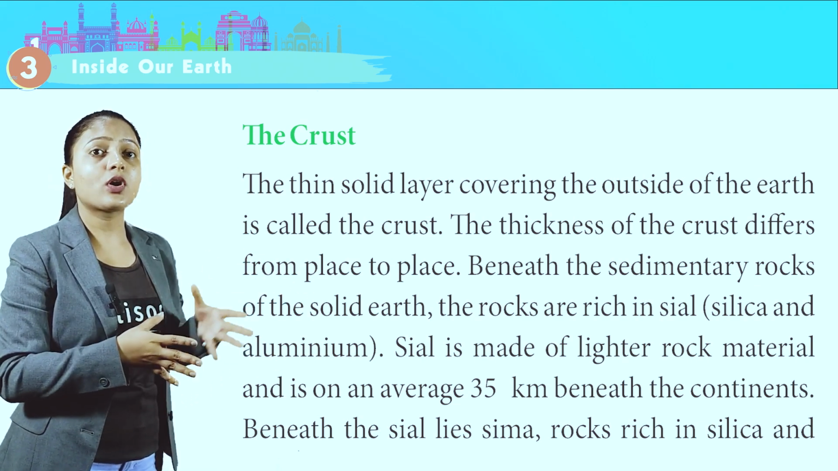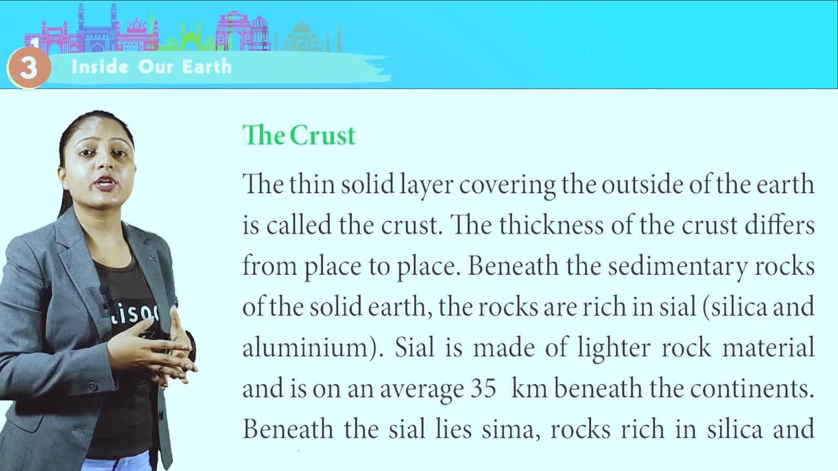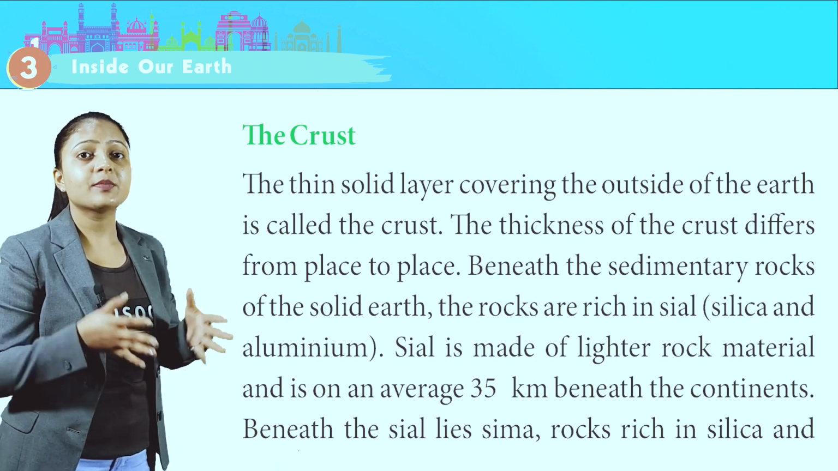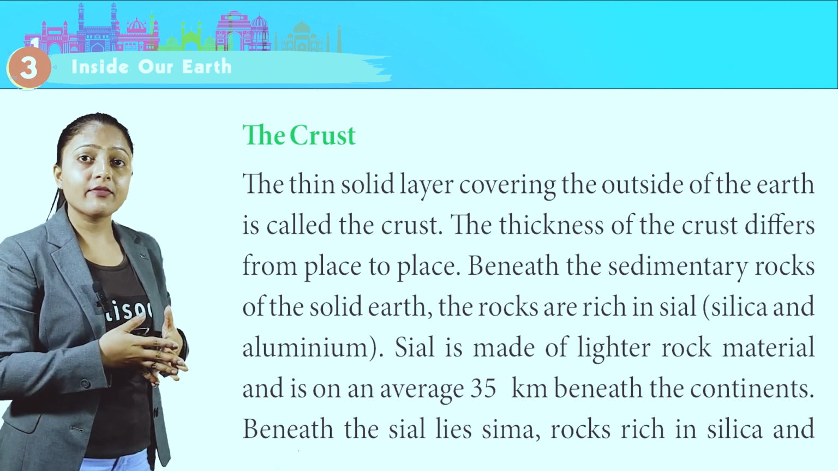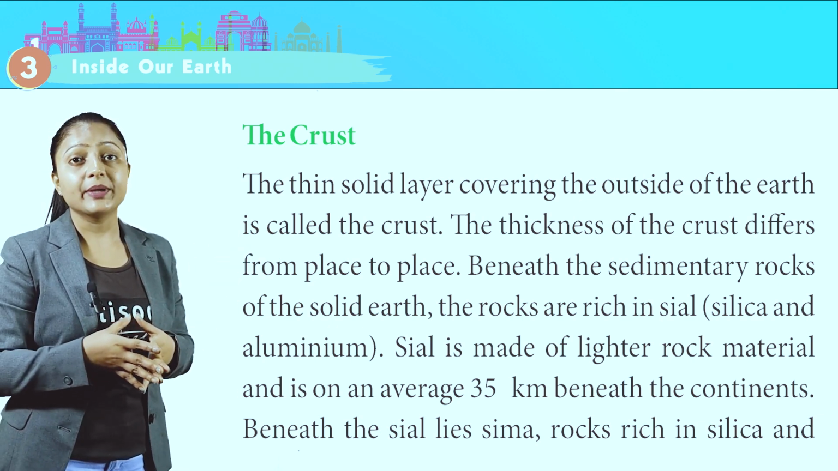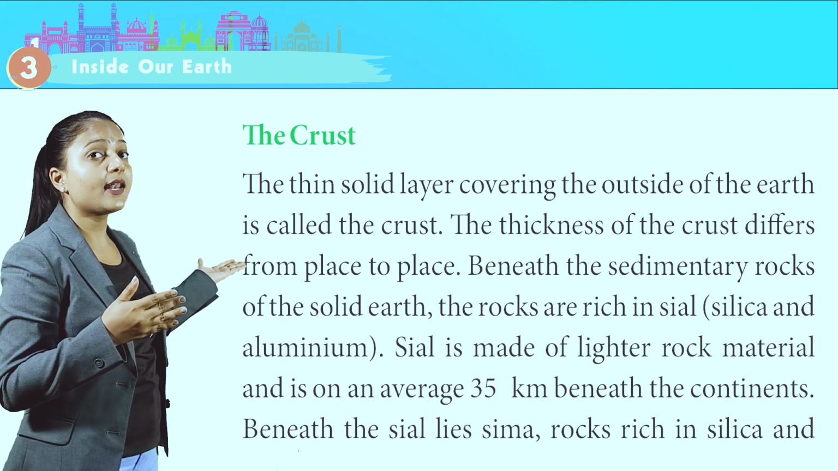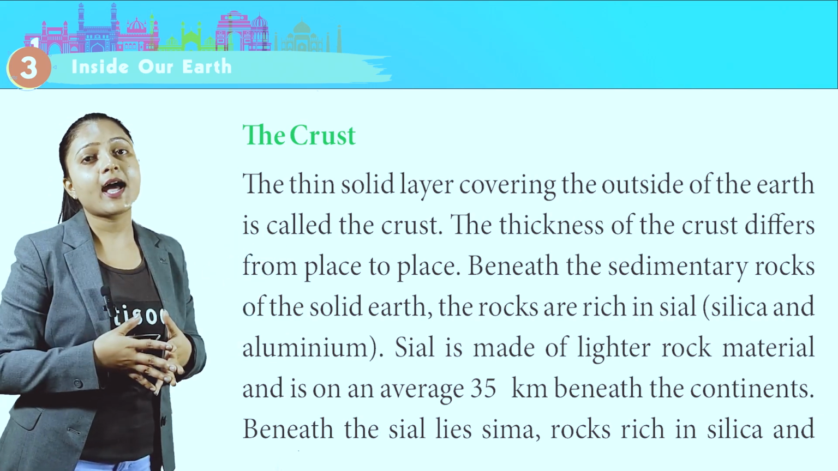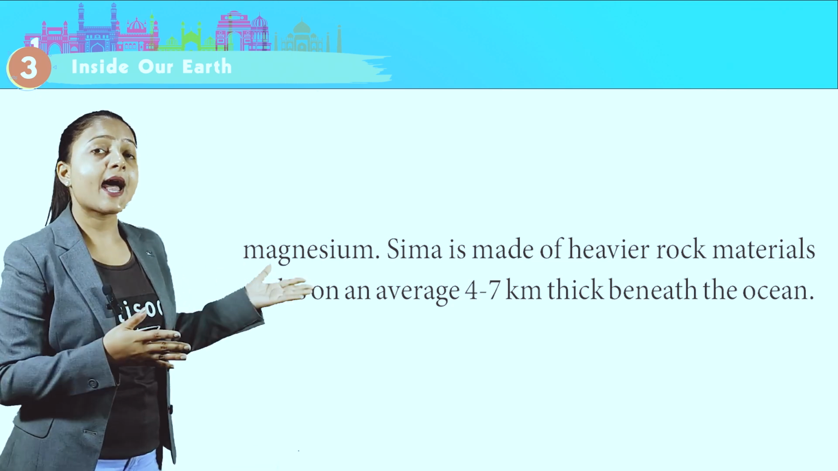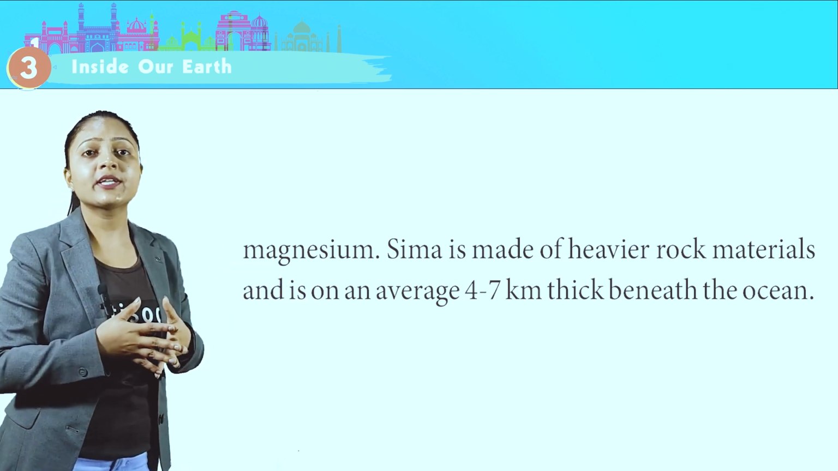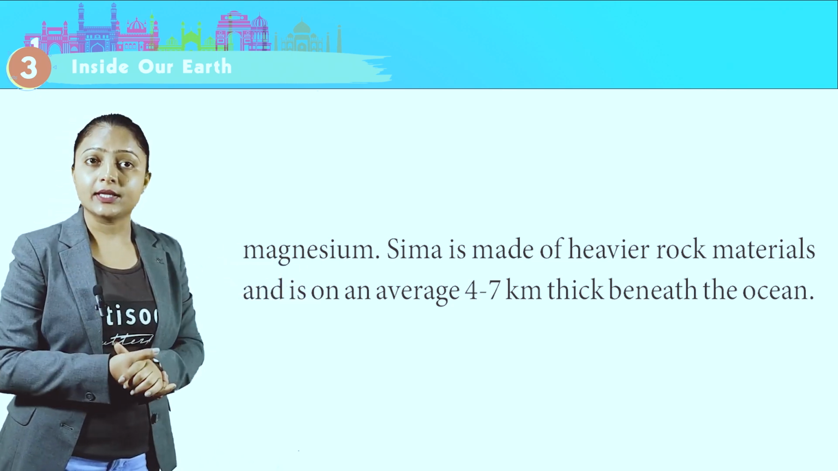Beneath the sedimentary rocks of the solid Earth, the rocks are rich in silica and aluminium, called sial. Sial is made of lighter rock material and is on an average 35 kilometers thick beneath the continents. Beneath the sial lies sima, rocks rich in silica and magnesium. Sima is made of heavier rock materials and is on an average 4.7 kilometers thick beneath the ocean.